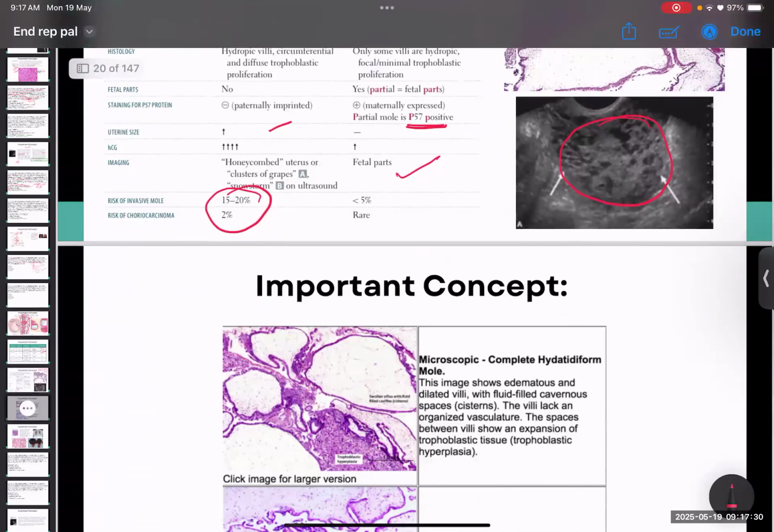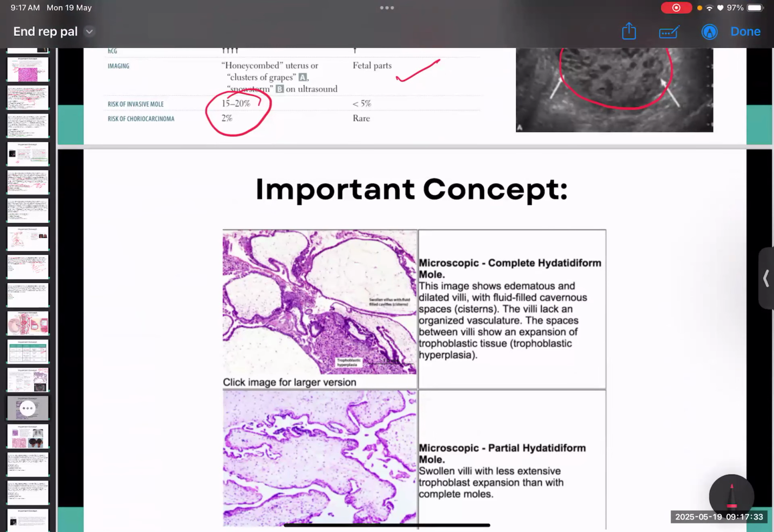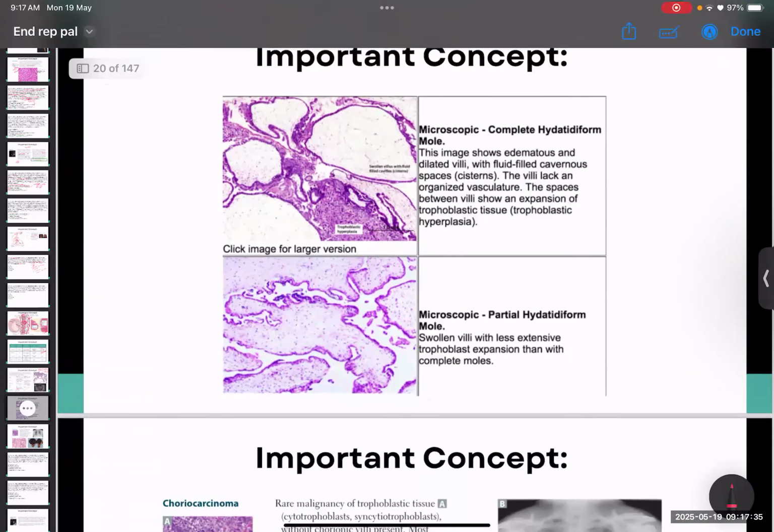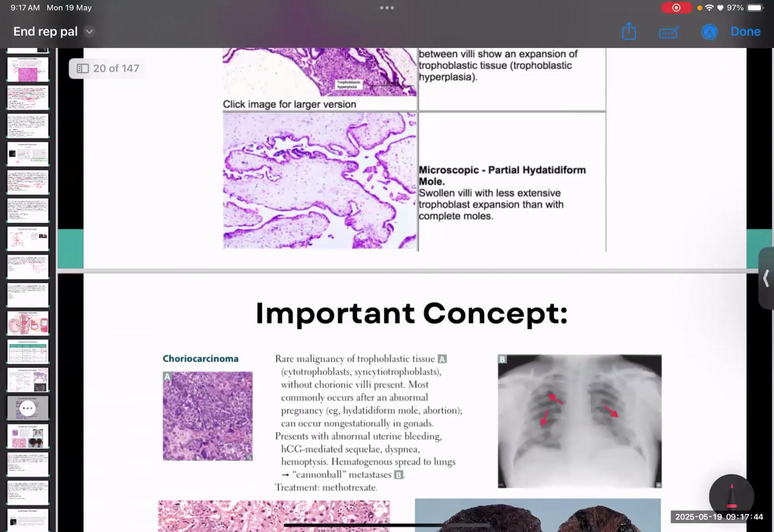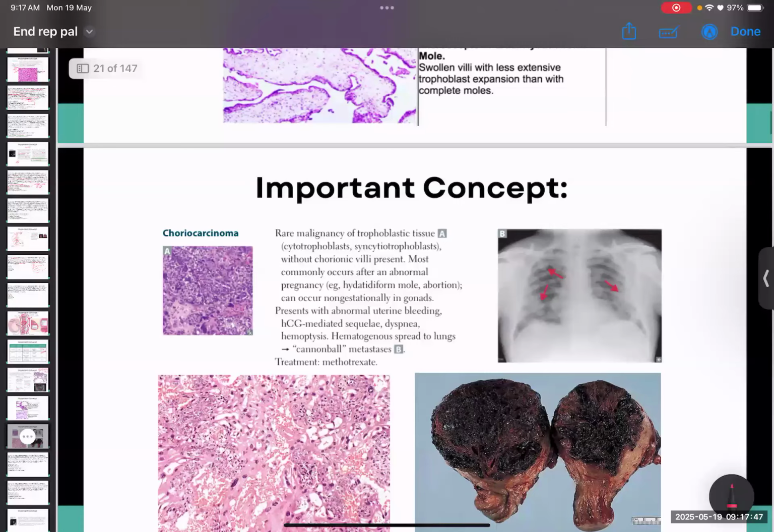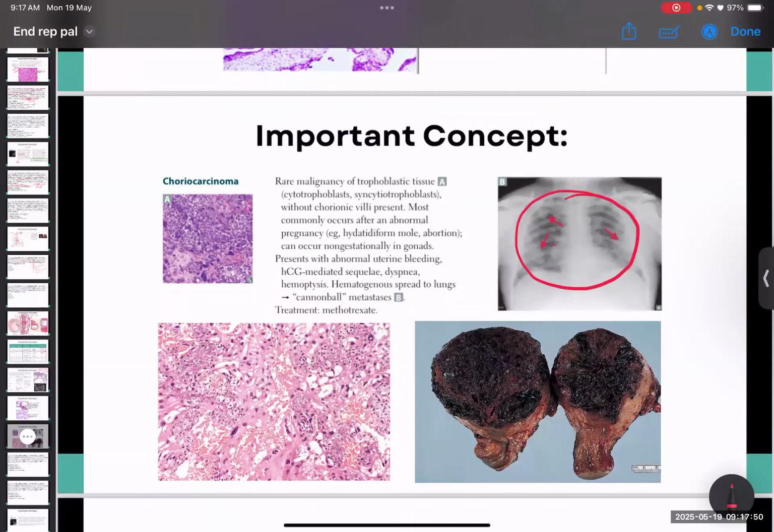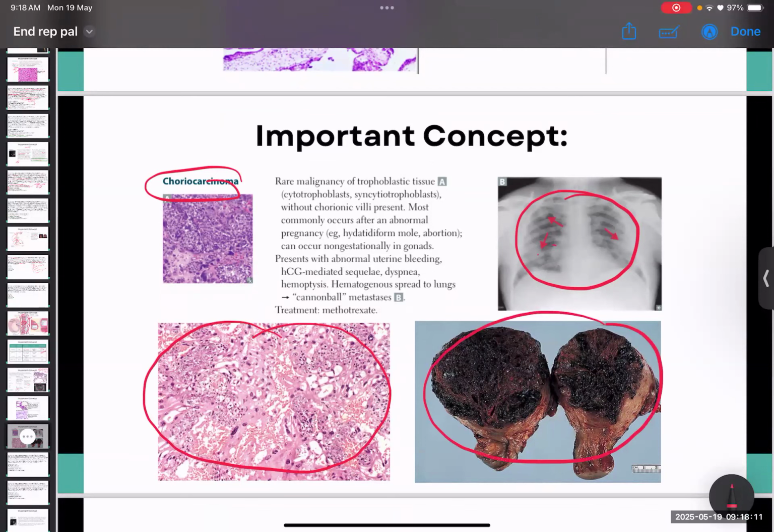I don't necessarily think that they're going to ask you to differentiate between how a partial and a complete mole look under a microscope, because I don't think you would be able to figure that out just based on a histopath. You kind of need other clinical clues for it. Choriocarcinoma, on the other hand, one thing you have to know about is cannonball metastases. If you see multiple nodules in the lung and they tell you that she's having abnormal vaginal bleeding, you know that it's choriocarcinoma. And basically they look like this under the histopath, and they have a lot of necrosis and hemorrhage going on here.